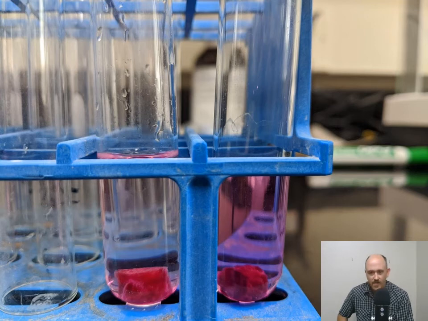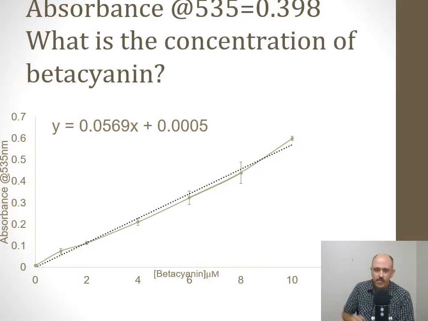We need to quantify it with the spec, which you've already done, so you know how that was done. So basically what we would do is we would blank the spec. This time we would blank it with water and alcohol, a 50-50 mix, because the concentrations you were making were water and alcohol, and we're not interested in the absorbance of water and alcohol. We want to know about the absorbance of beta-cyanin. So we blank the spec. Typically with water and alcohol, though water and alcohol have about the same absorbance, so you could really blank with just water probably. And then we would collect a bunch of data.